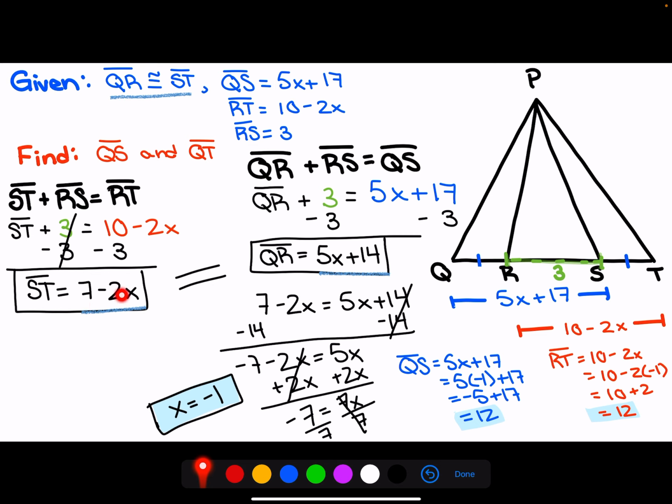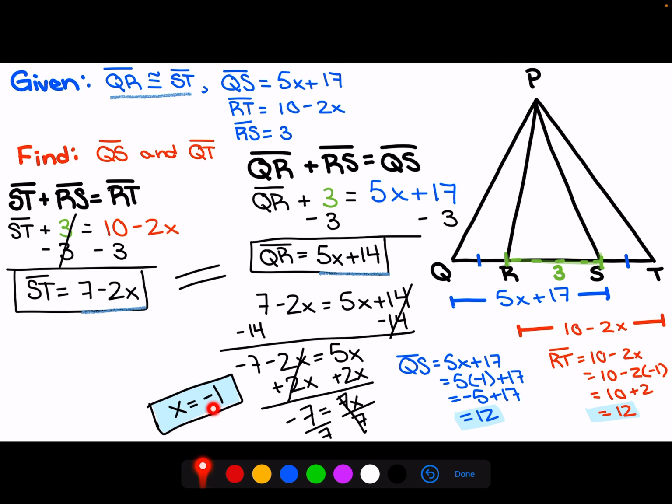Now, at this point, I know QR and ST are congruent, and congruent means that they're the same. So I can set them equal to each other now. So I now have ST equals QR, or 7 minus 2x equals 5x plus 14. Simplifying this down, we're left with 7x equals negative 7, so x is equal to negative 1.